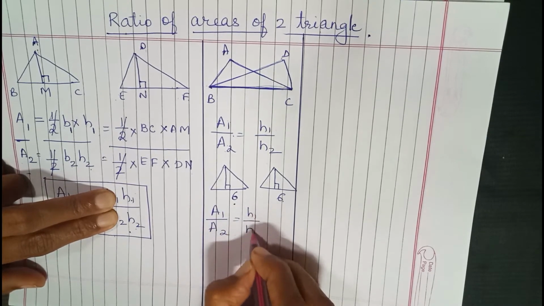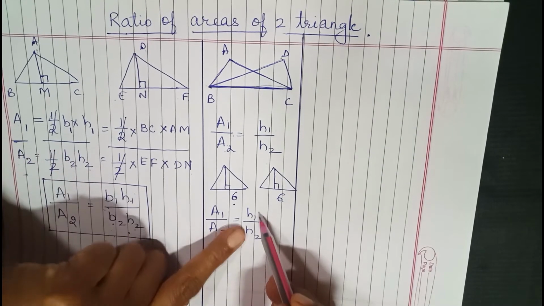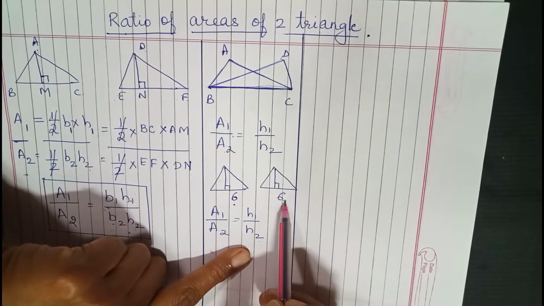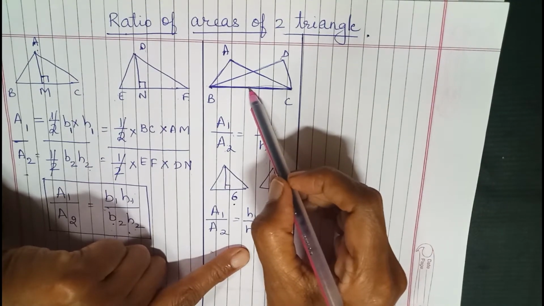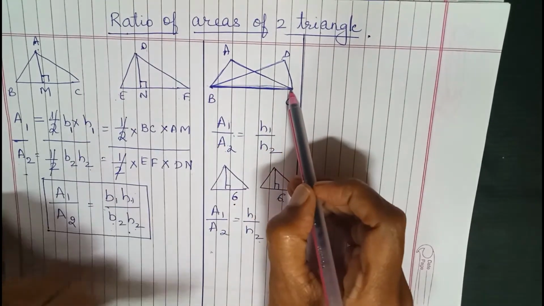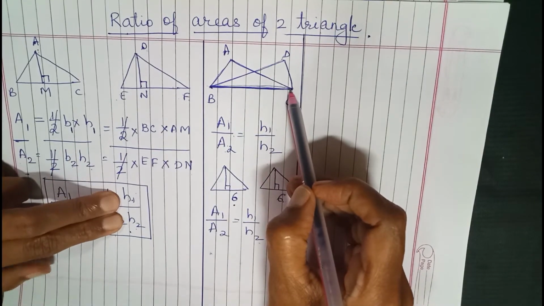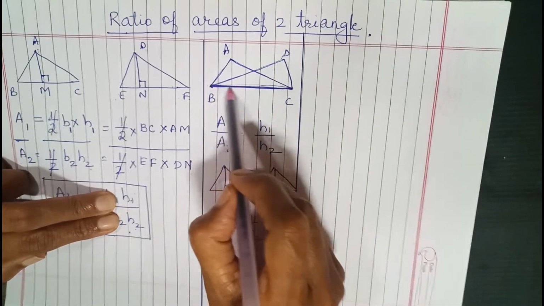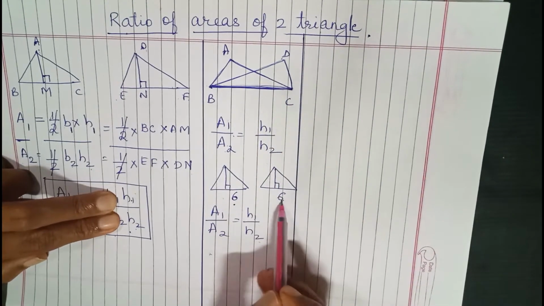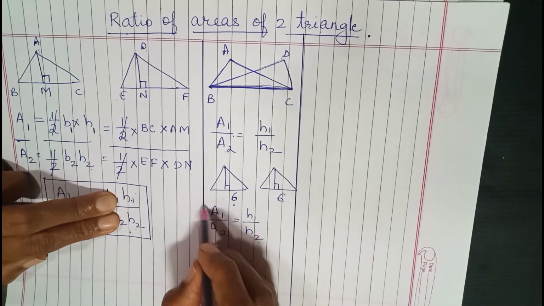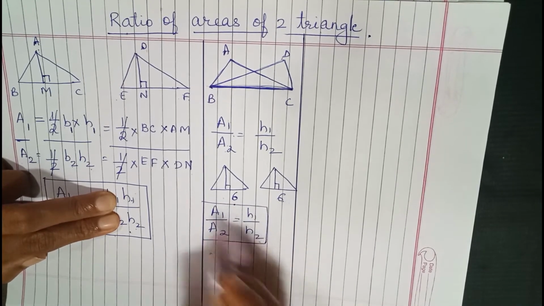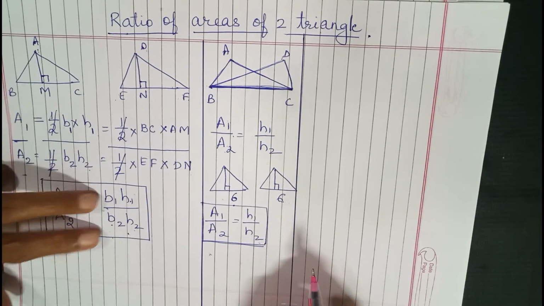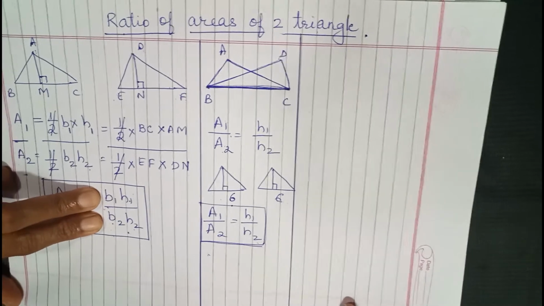So what we can conclude is A1 upon A2 will be equal to H1 upon H2 in two conditions. That is when the bases have equal length or we have a common base. You can see BC is a common base here and hence B1 upon B2 will get cancelled and what will remain is only H1 upon H2. So the condition is if there is a common base or if the length of the base is given equal, then the formula is only H1 upon H2 and not B1 H1 upon B2 H2. Here the bases are equal or common.